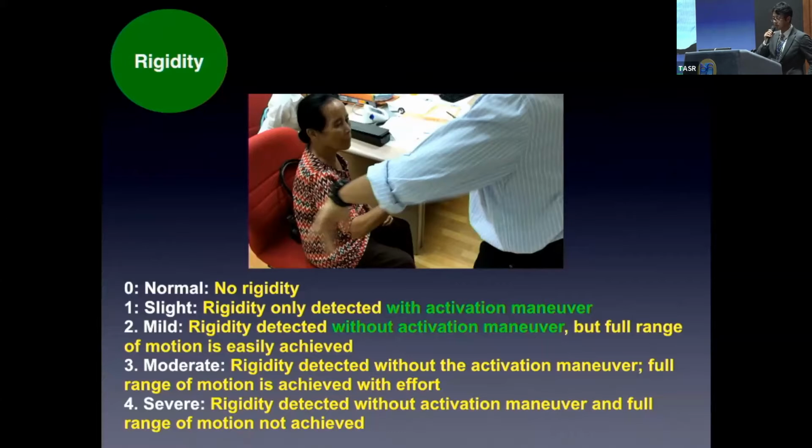Another thing not to be missed is the rigidity, and I just highlight one point: when we check for rigidity, remember sometimes the rigidity when they come in is quite mild. So you may need to do it with an activation maneuver. Perhaps the other arm, ask them to do something, some pronation, supination, or hand grips, and then recheck the rigidity. So if it's so slight, you may actually, with activation maneuver, then it's actually classified as 1 in the UPDRS score.